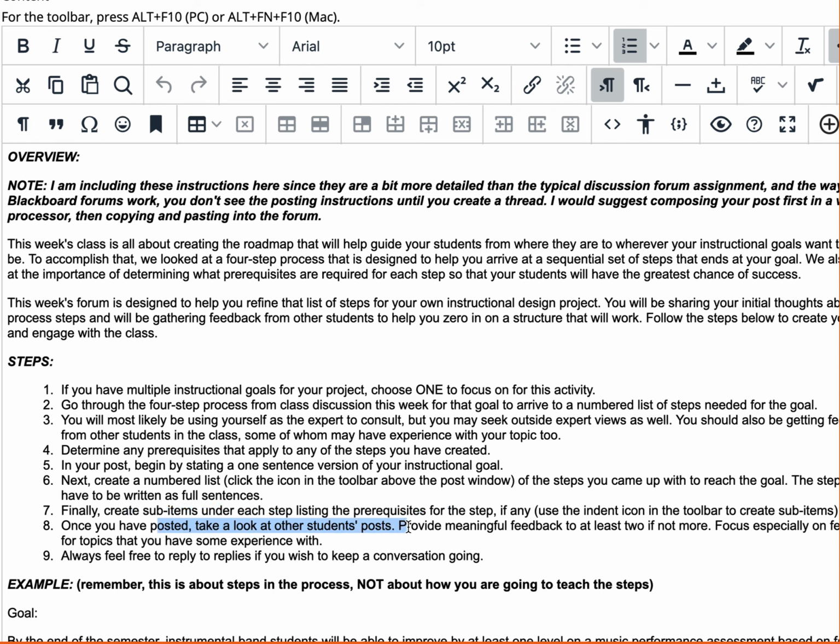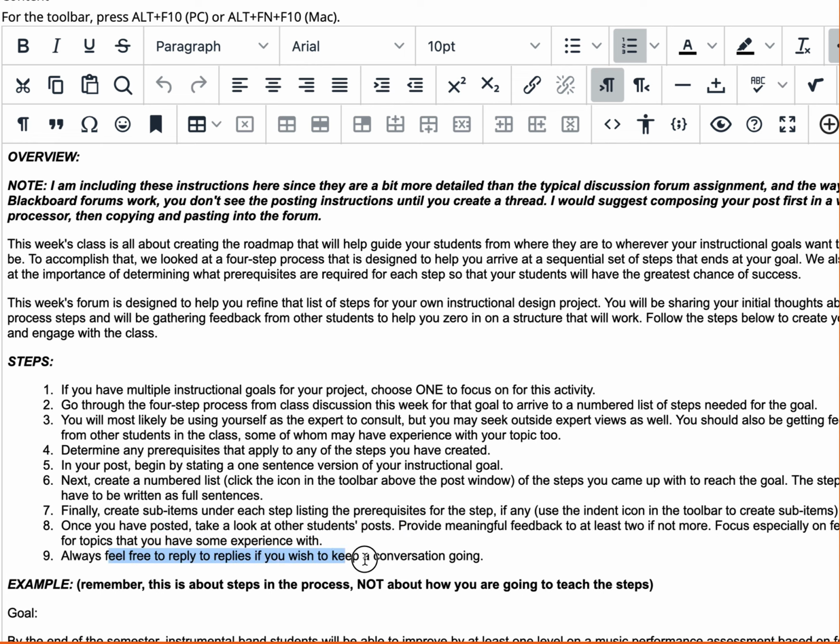And then again, once you've posted, take a look at other posts that are there. And if you see ones that are topics you can relate to, then feel free to jump in and give some feedback. If you have any suggestions, any things that you see, if they've missed a step, or anything along those lines, feel free to provide that feedback.